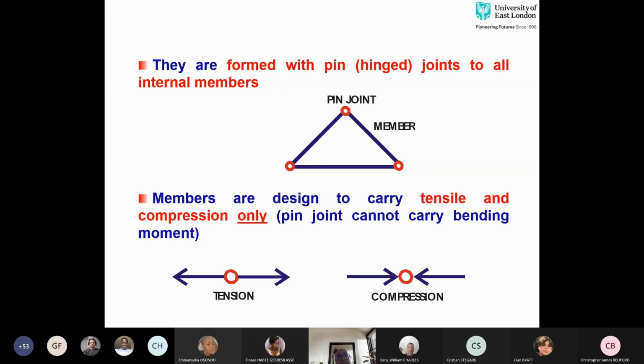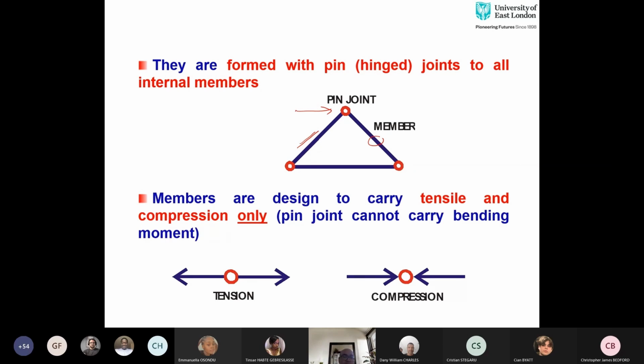The key thing to remember here is that when we have pins, it means that they allow rotation. So when rotation is allowed, moment cannot develop. And the members are designed to carry only axial forces. This means that it can only develop tension and compression, where you can think of tension as if you try to stretch something, and if you try to squash something or compress something, that is compression.